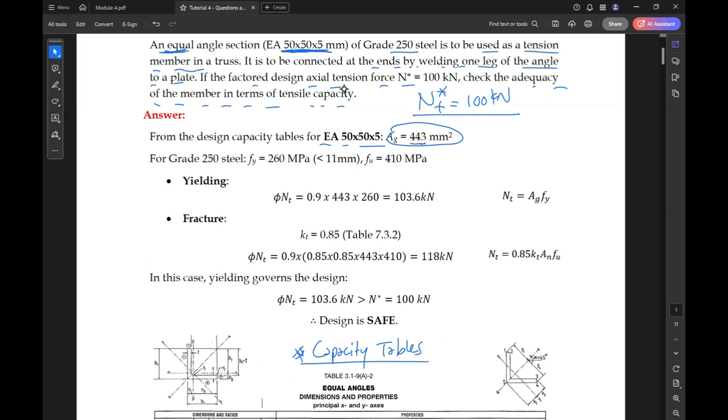443. For grade 250, the yield is 260 MPa and the ultimate is 410 MPa.